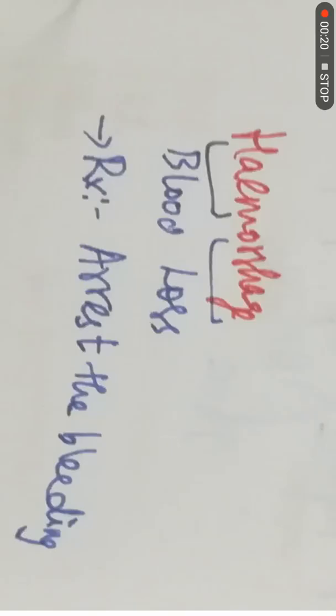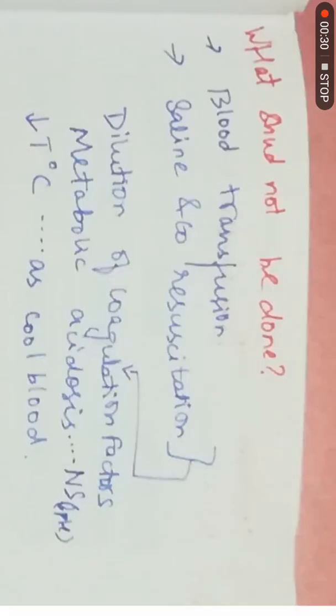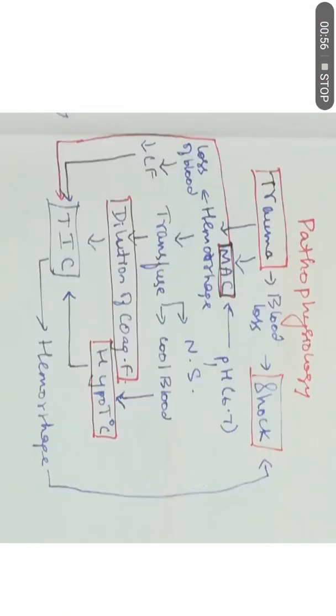So let's get started. Hemorrhage is broken into blood and loss. So hemorrhage means blood loss. The treatment is to arrest the bleeding, not anything else. So the caution here is that we are not supposed to give blood transfusion or saline and stuff resuscitation, because these two things will cause dilution of the coagulation factors, which we do not want because that will worsen the hemorrhage. Also, metabolic acidosis and hypothermia occur following normal saline infusion, which has a very low pH by itself, like 6.7, and plus the blood is cold, which causes hypothermia.